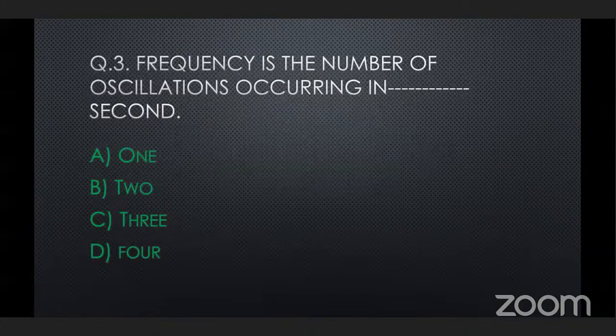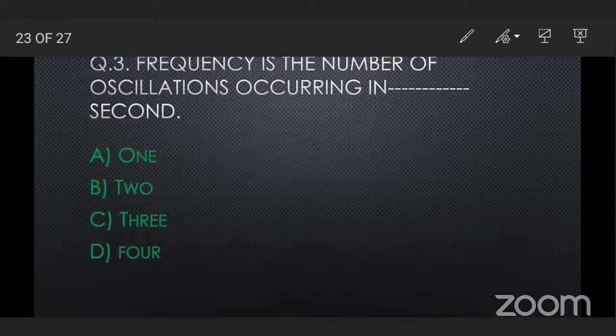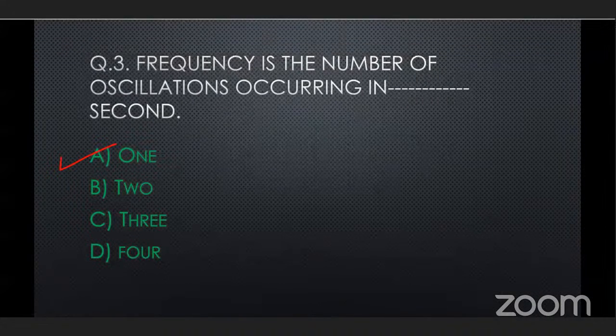Third question. Frequency is the number of oscillations occurring in dash dash second. One second. Option A is correct. The number of oscillations occurring in 1 second is called frequency. Very good, excellent.